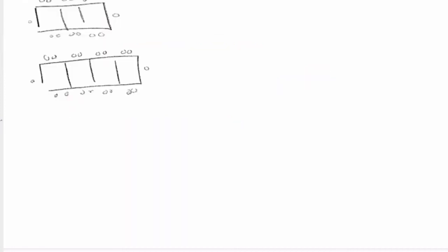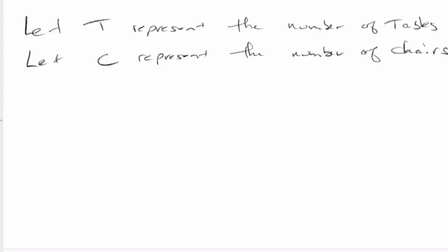Then the next thing to do is extend the pattern. So this is about tables and chairs. I drew some tables and chairs and I looked at what the pattern was. Once you've extended the pattern, you define your variables.